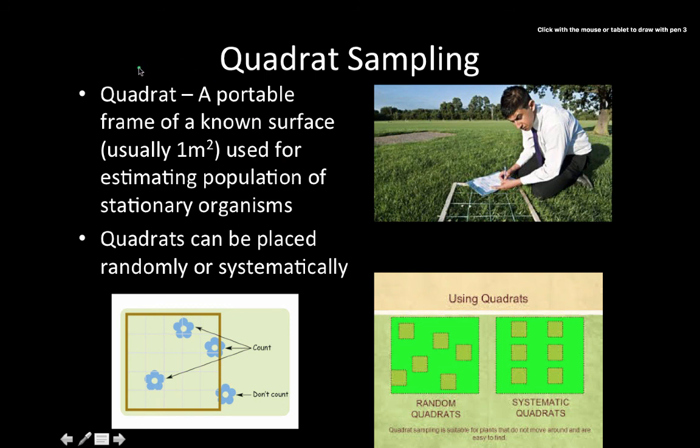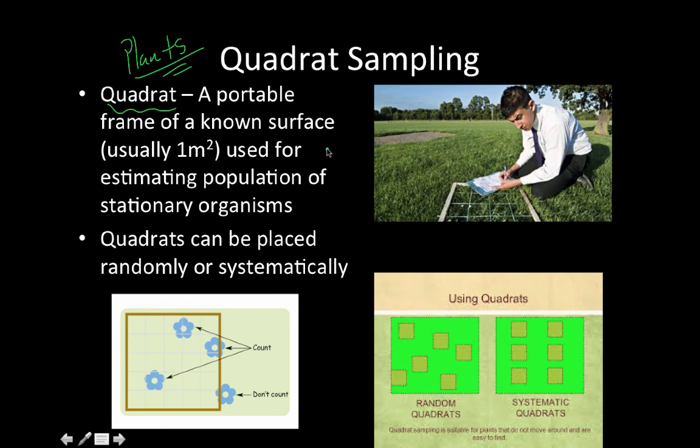Estimating populations of plants is done differently. For animals, we do that capture, mark, release, recapture. The issue with plants is you don't really capture plants because they're stationary, so that doesn't make a whole lot of sense. What we can do is sample plants in their natural environment, still randomly, using this tool called a quadrat. It's just basically a square, portable frame, usually 1 meter.